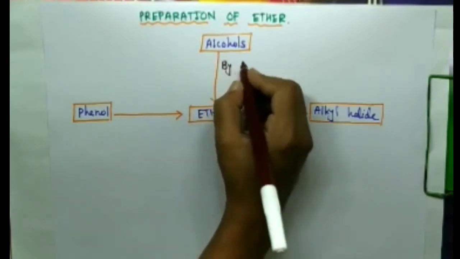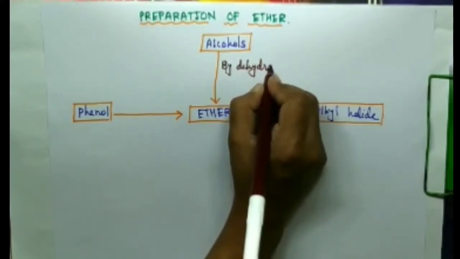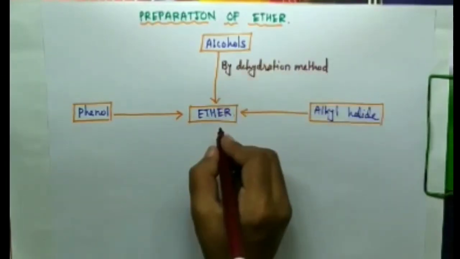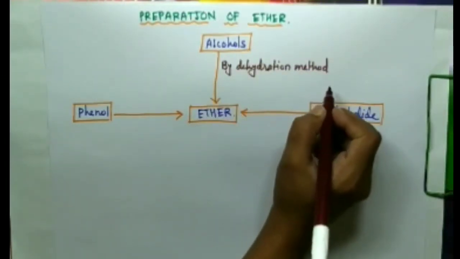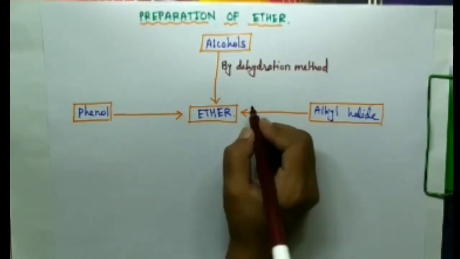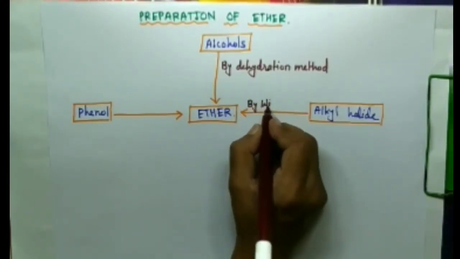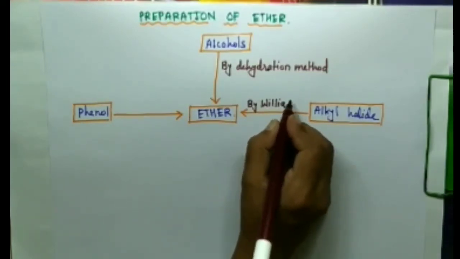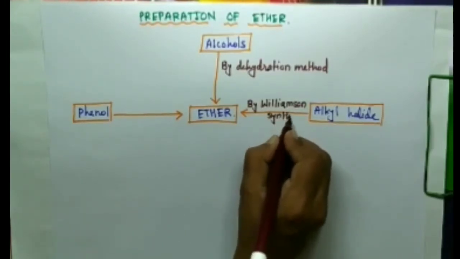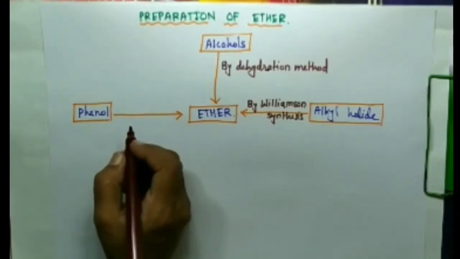by dehydration method. Alcohols are converted into ether by dehydration method. Then alkyl halides are converted into ether by Williamson's synthesis. And phenol is converted into ether.